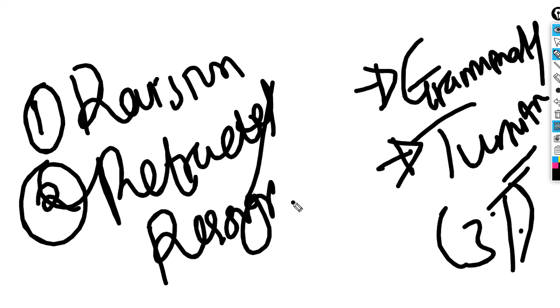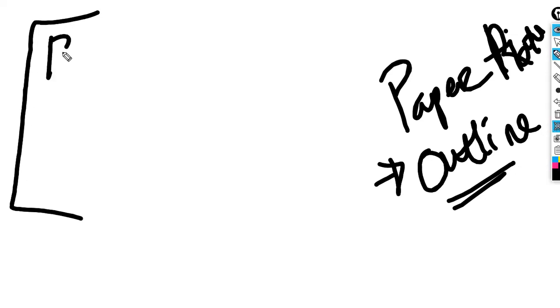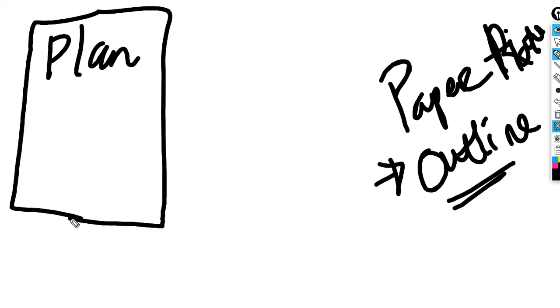And before you write, like I said initially when I was talking about paper ratios, make sure you come up with something known as an outline. So what exactly is this outline? Okay, an outline is a plan that you're going to have. I usually like calling it a plan. So an outline is basically a plan.